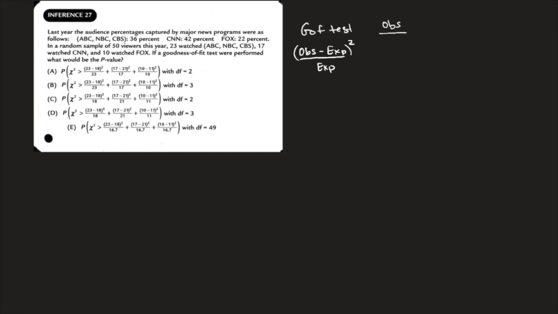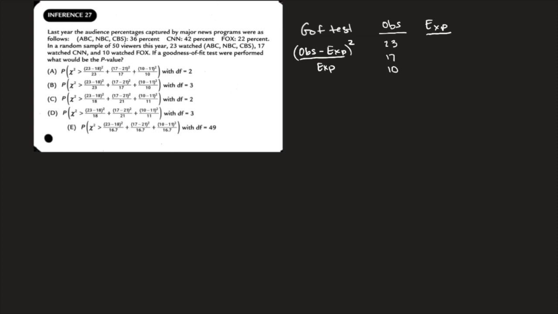Which means I know that I have the observed values. You can see those listed in the paragraph. You had 23 for ABC, NBC, and CBS, 17 for CNN, and 10 for Fox. Now, in order for me to really get this down, I need the expected values. I need to look at those in terms of what's my sample size and what are the percentages that I can work with. Well, I know that ABC, NBC, and CBS was 36%. So I'm going to do 0.36 times 50.